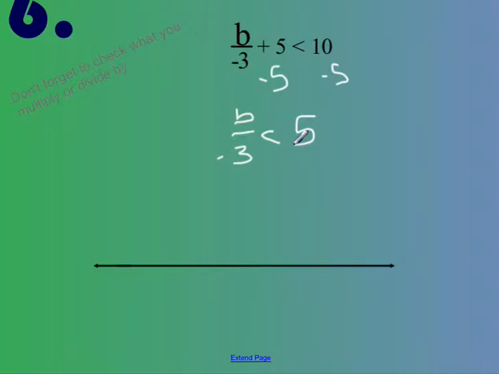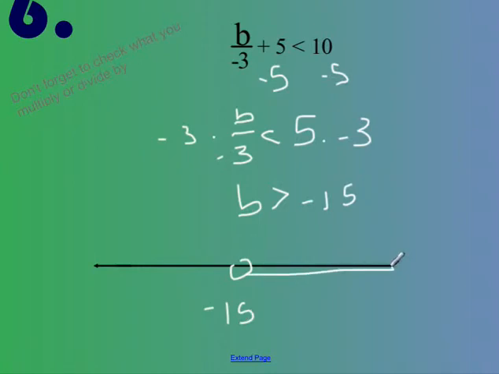Well, what's the opposite of dividing? And that's going to be multiplying. So I'm going to multiply both sides by negative 3. Again, I just multiplied by a negative number, so I need to flip my symbol around. So now it's opening towards the b. It's a greater than. And it's going to be a negative 15. Since it's strictly greater than and not equal to, I'm going to have an open circle, and I'm going to label that negative 15. And it's going to be growing this way to the right since it is greater than.